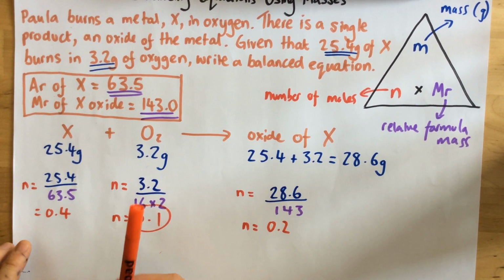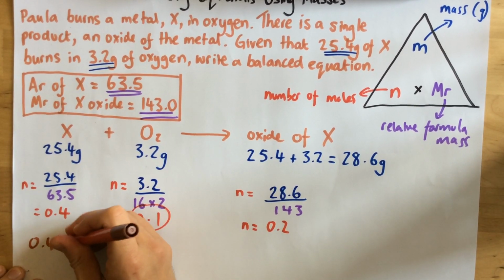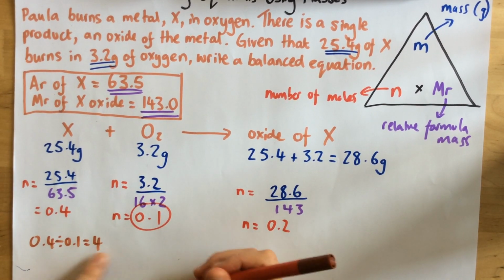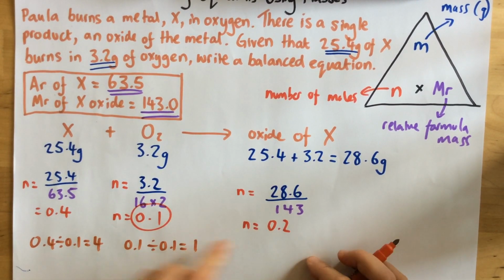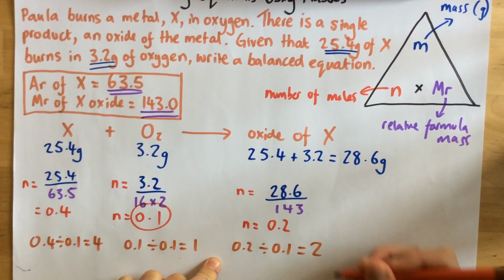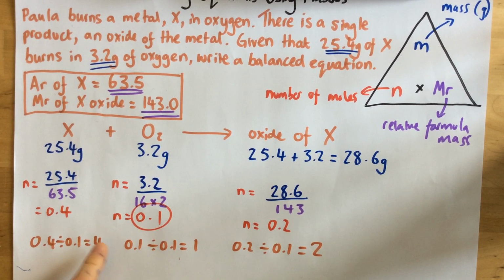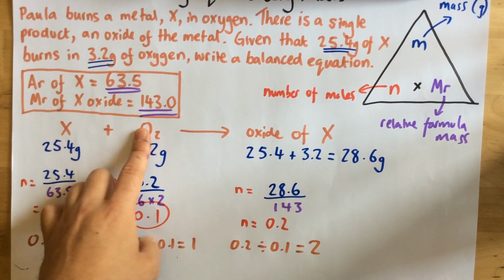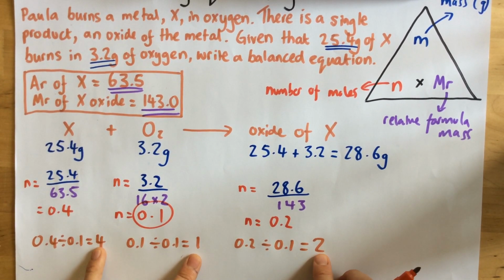So let's just quickly do that. To find this one, you need to do 0.4 divided by 0.1, and that equals 4. For this one, you need to do 0.1 divided by 0.1, which equals 1. And for this one, you do 0.2 divided by 0.1, which equals 2. So all I've done to each of these is divide by the smallest number. So it's a 4 to 1 to 2 ratio. That is going to tell me what numbers need to go in front of each of these in order to balance the equation. So now I'm nearly done.